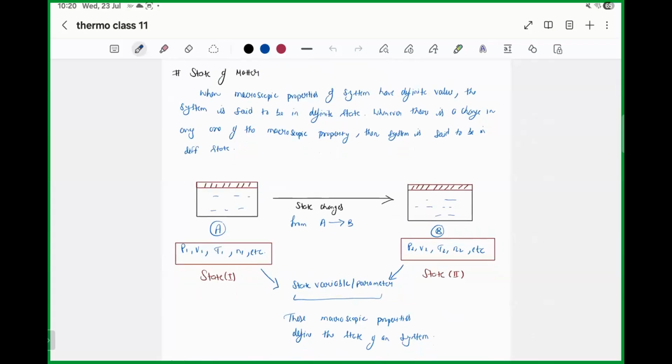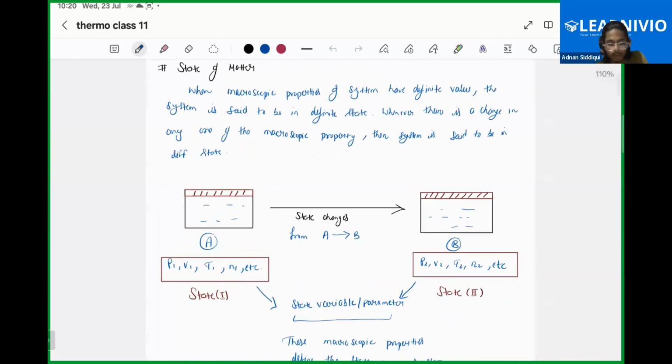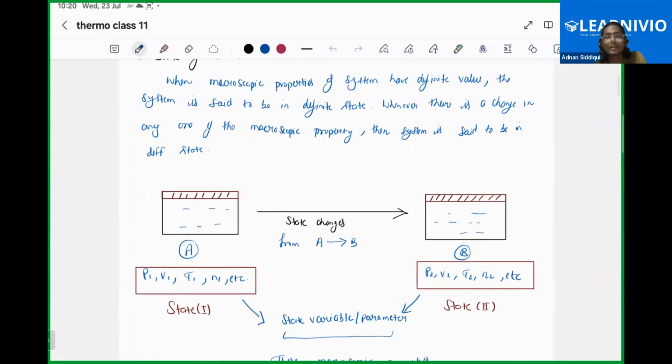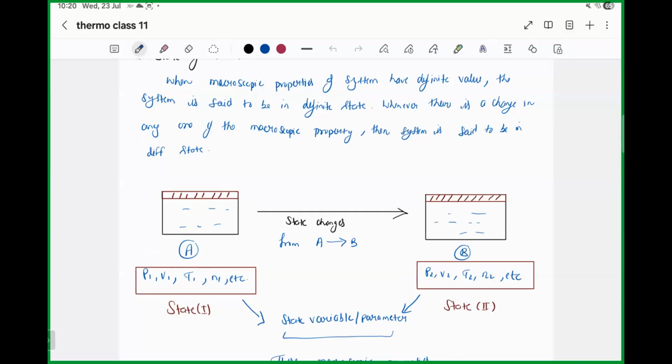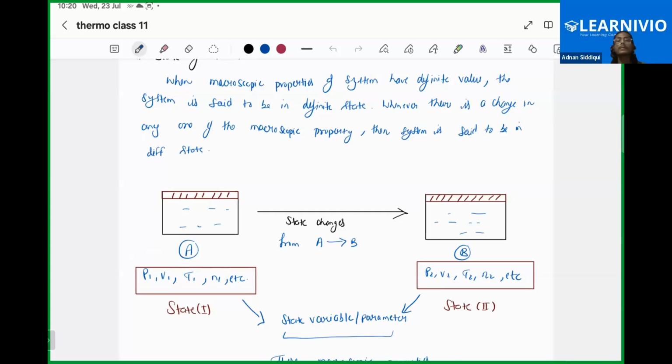When macroscopic properties of a system have definite values, the system is said to be in a definite state. What do we mean by this? Suppose you have a container covered with a lid that is working as a boundary. At a particular time, that container has a specific pressure, volume, temperature, and number of particles. So we can say the state of the system is defined.